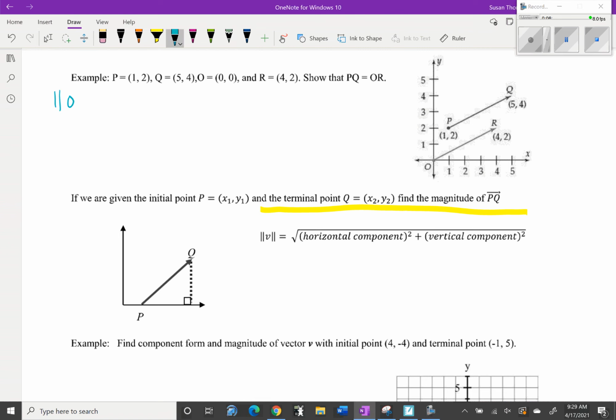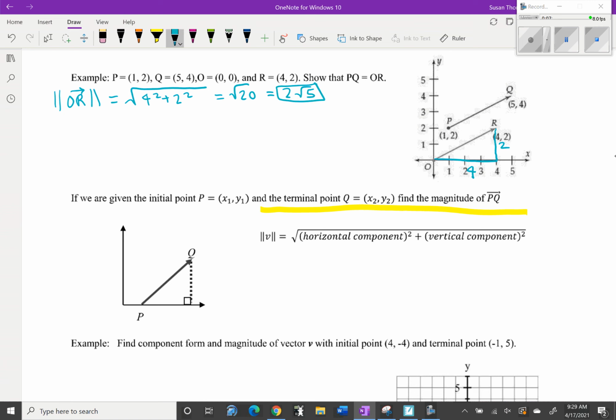So the magnitude of vector OR would be equal to, and in this case, because it's in standard position, we know that we can just draw a right triangle. And of course, this is the length of 4, and this is the length of 2. So we know that the magnitude would be equal to the square root of 4 squared plus 2 squared, because you're just doing the Pythagorean theorem. And of course, that would be equal to the square root of 20. And of course, we want to reduce that, so 2 root 5. So this is the magnitude for OR.